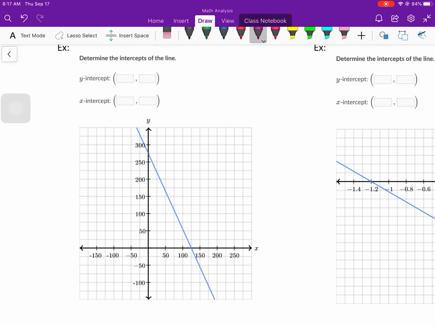Let's look at this one. The y-intercept, that's right between 250 and 300, so that means the y value would be 275. I don't know why I gave it the smaller space. There we go. And the x would be 0. And then down here at the x-intercept, right between 100 and 150, so the x value is 125, and the y is 0.